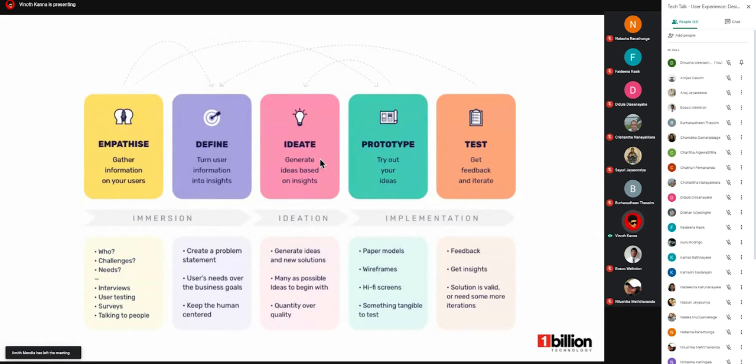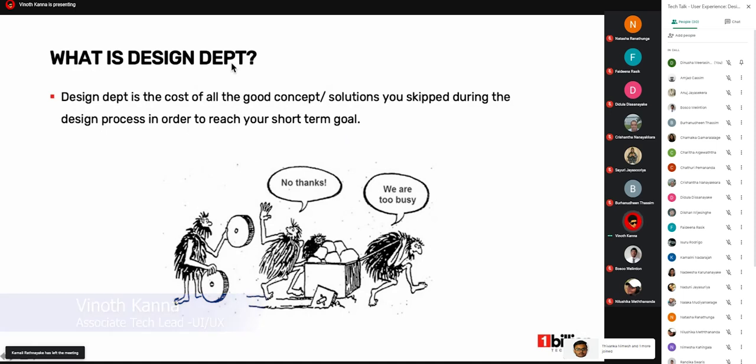So we'll move to the next screen, that is design debt. It's a mistake here, it should be debt. Design debt is basically the cost of all the good concept solutions you skip during the design process in order to reach your short-term goal. So it always happens. Sometimes we need to sacrifice something to reach the goal. So it's all about the time.